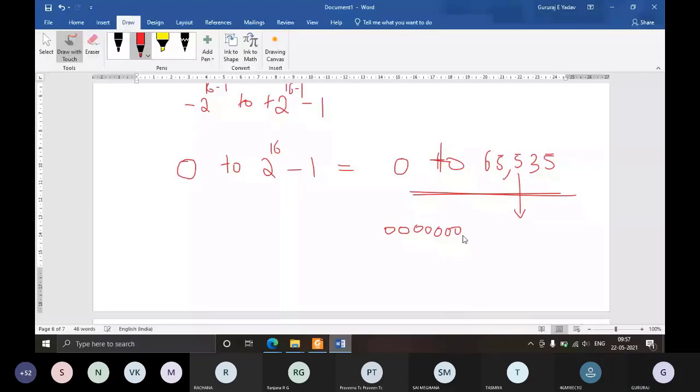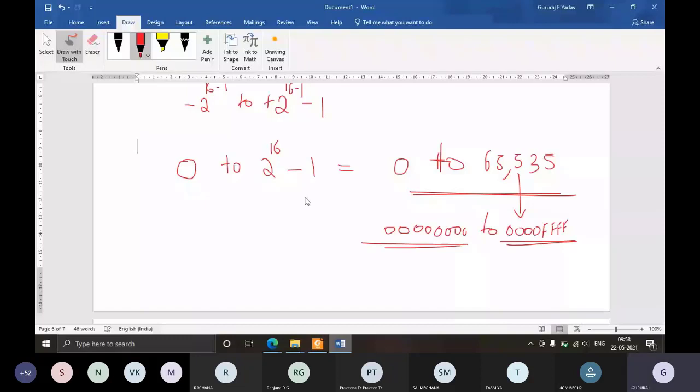Since we are talking about 16 bits, the maximum value you can represent, since it is a positive value, has first 4 zeros. Zeros indicate it's a positive value. So F. This is the range for 16 bits in unsigned numbers. With this in reference, we shall go to the table.